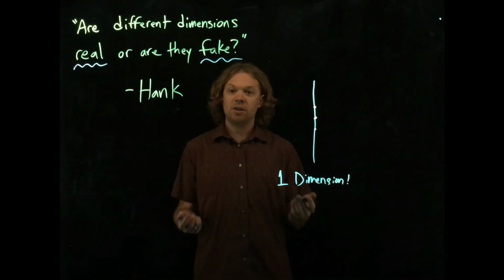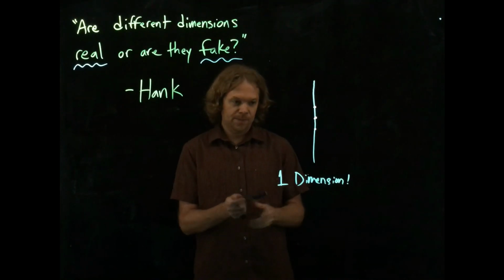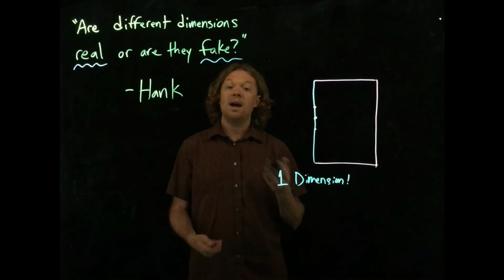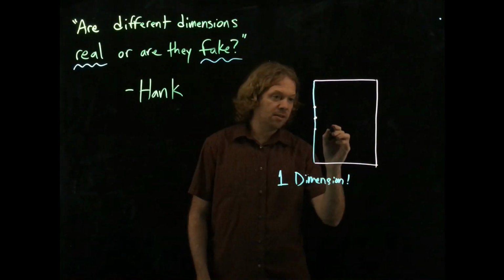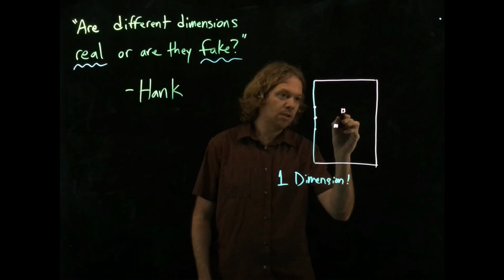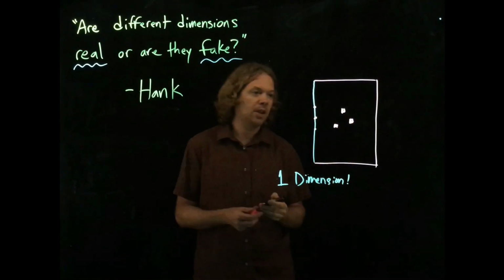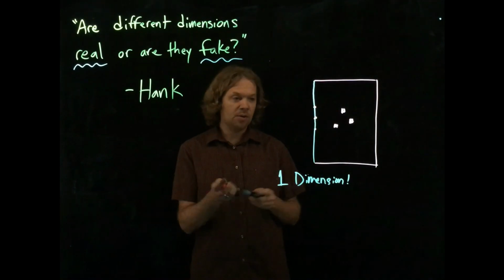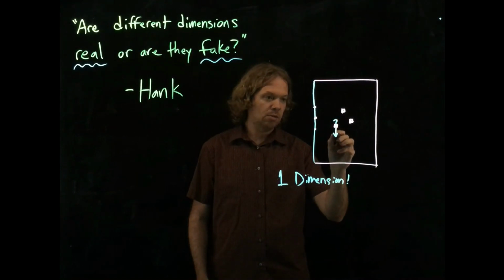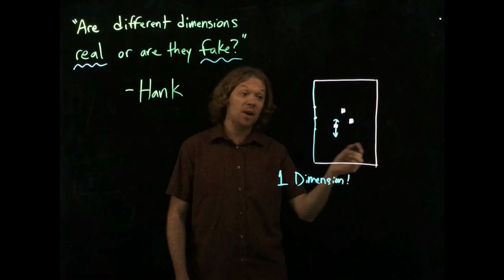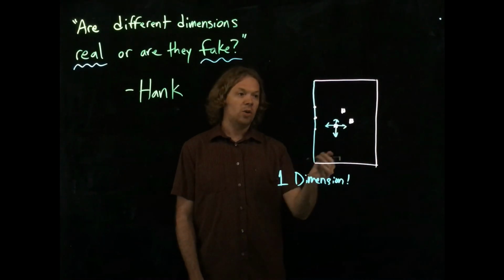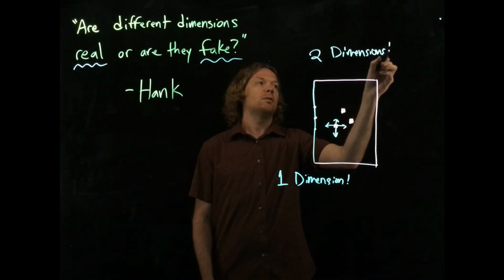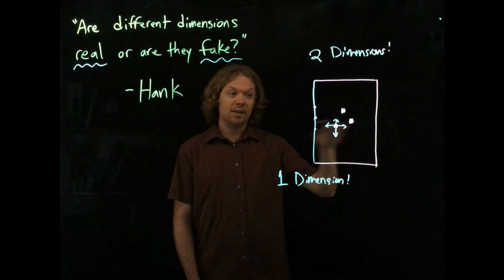Okay, so let's consider an object with two dimensions. I'm going to draw a rectangle. Now let's consider that we live in this rectangle. We are little squares, and we live on this rectangle. What direction can we move in? We can still move up and down, just like on the line. But now we can also move left and right. So a rectangle like this has two dimensions, because we can move up and down and left and right.